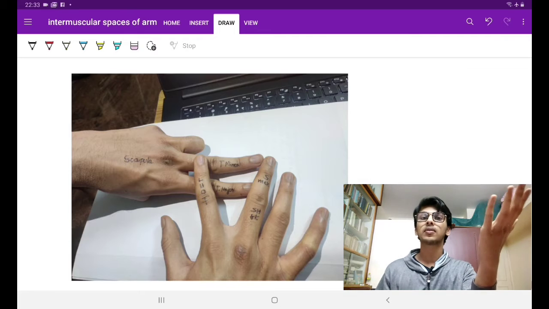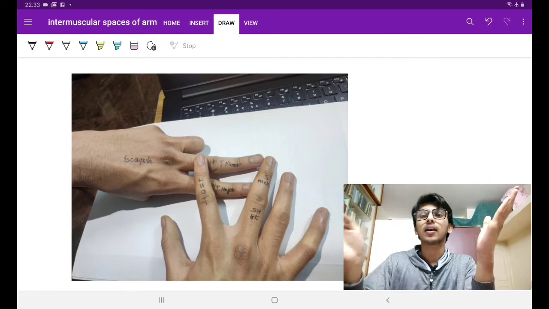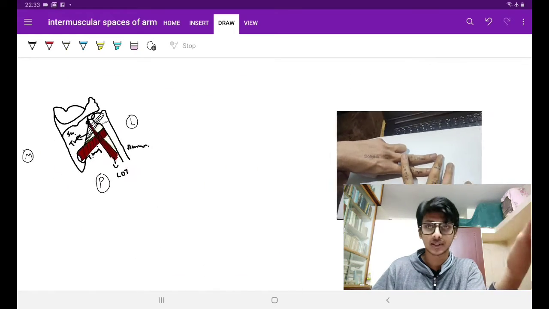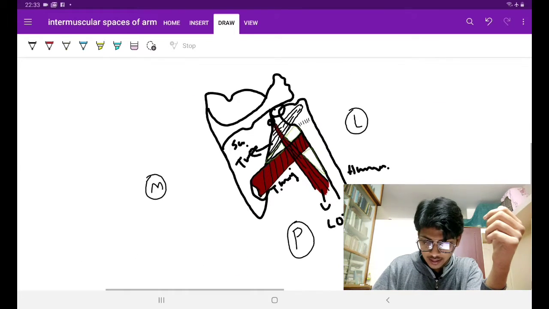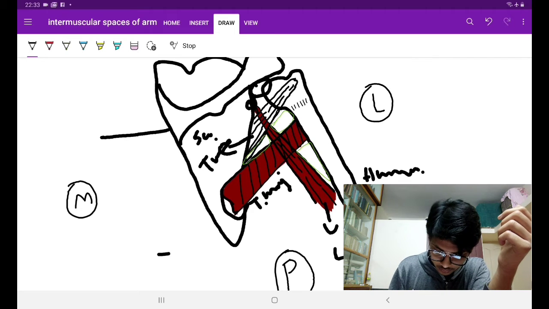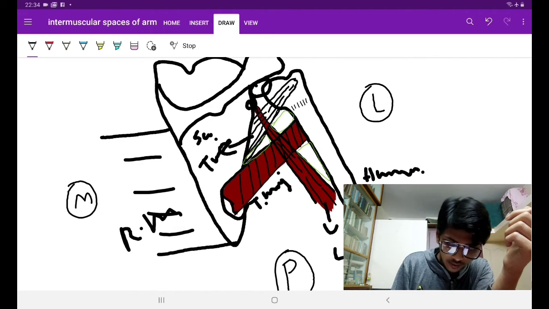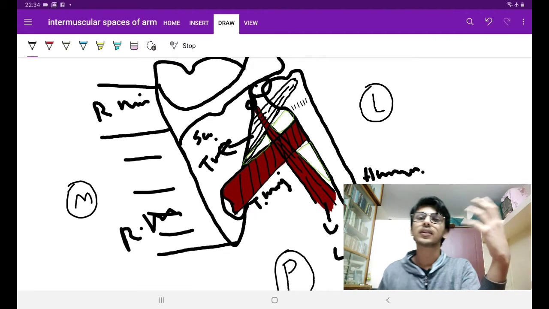There are two groups of muscles related to the scapula. Those are the rhomboids and the teres muscles. See here, the teres muscles are in the lateral aspect. In the medial aspect, there is the rhomboid muscle. From the inferior angle to the spine, there is rhomboid major, and above it is rhomboid minor. So the minor is over major.